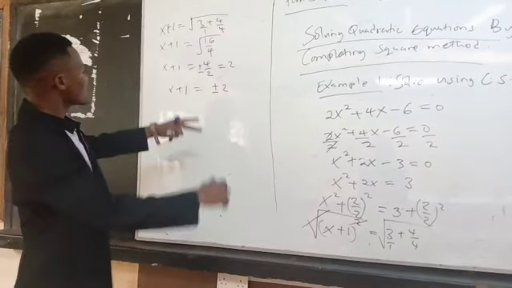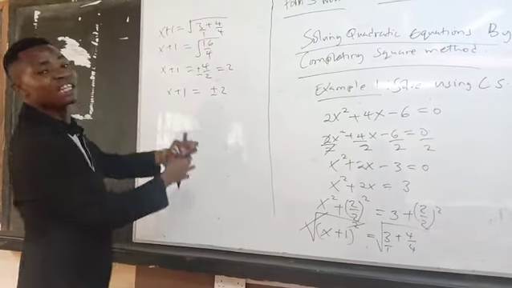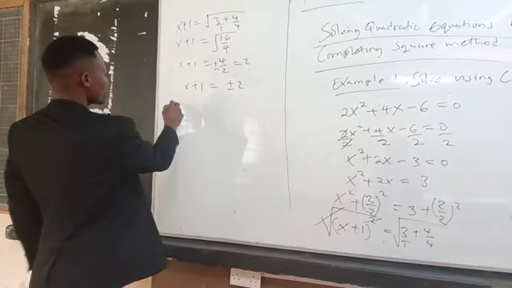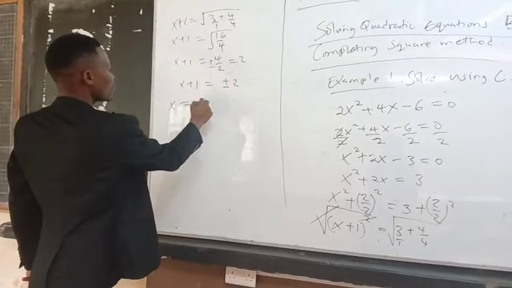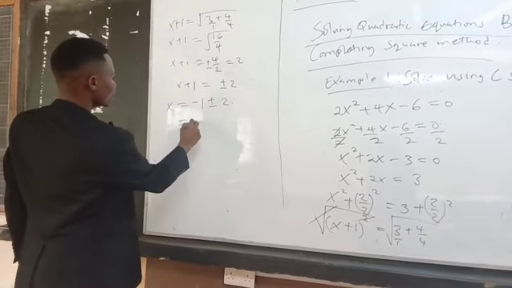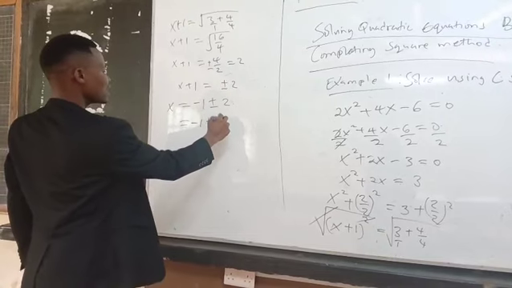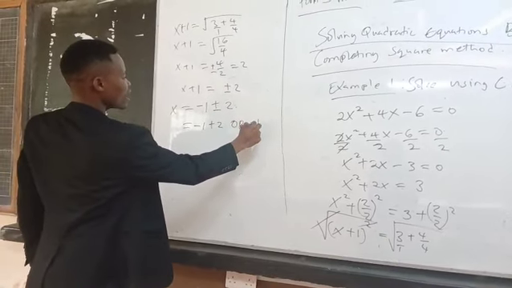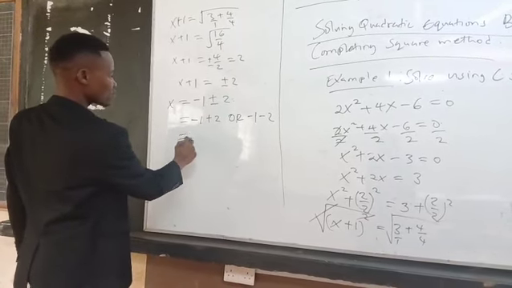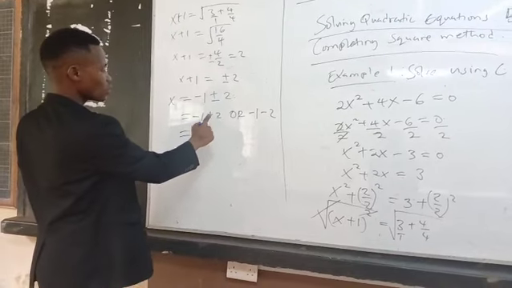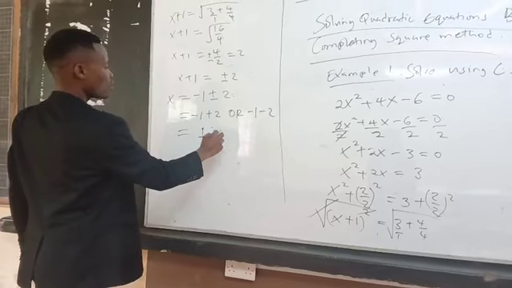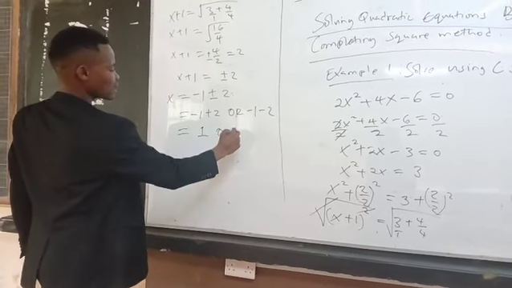So now we collect the like terms and find the value of x, which is what we were solving for. So x is equal to negative 1 plus or minus 2. The first value of x is negative 1 plus 2, and the second value of x is negative 1 minus 2. So we have two values of x. Negative 1 plus 2 is the same as 1, or negative 1 minus 2 is the same as negative 3.